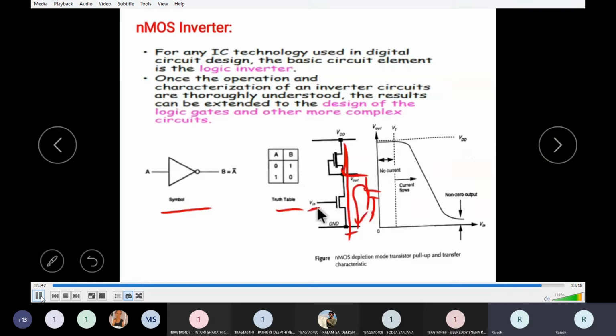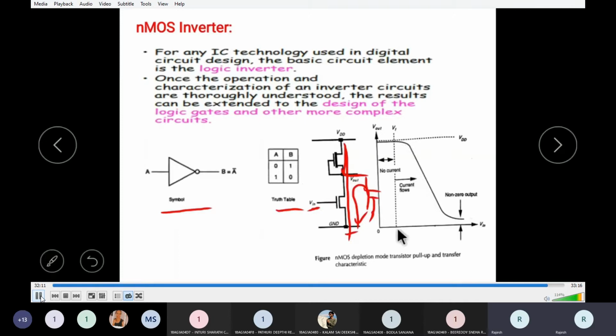Next case, if Vin is equal to 1, that is high. Vin is going on increasing. Vin is high. For high, this transistor turns on, hence there is a continuous path. Hence, this capacitor discharges through this transistor. Due to that, the output will go to 0. So the output is decaying like this. See, it almost goes to 0.